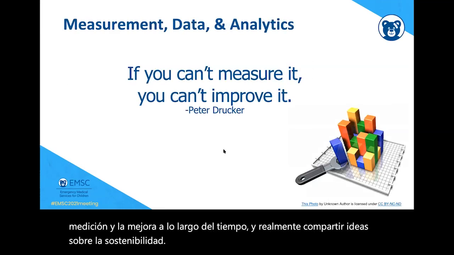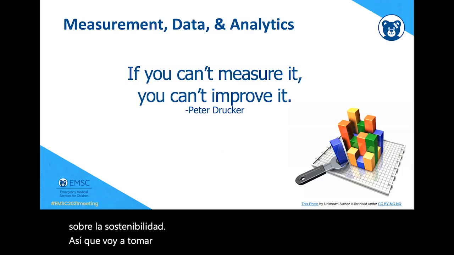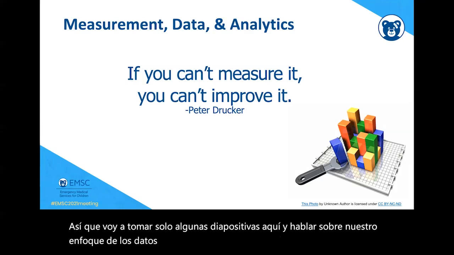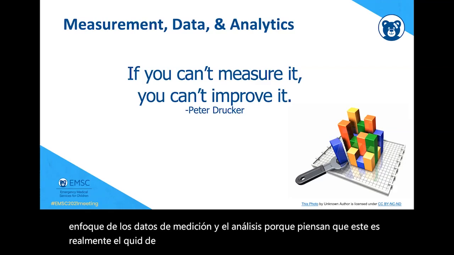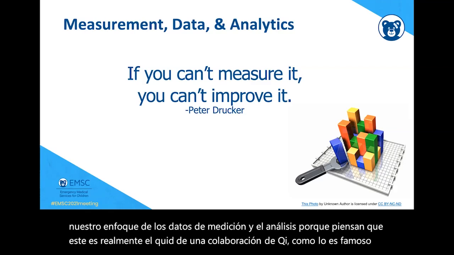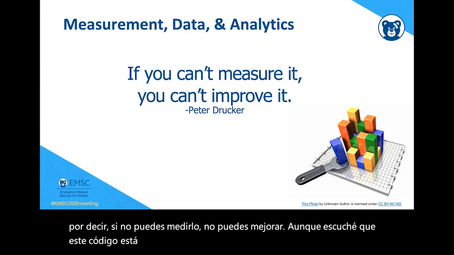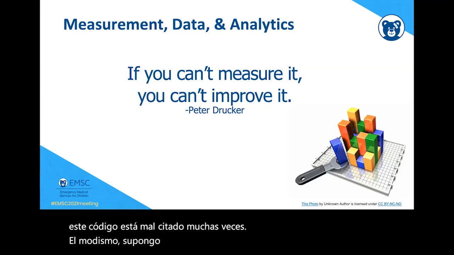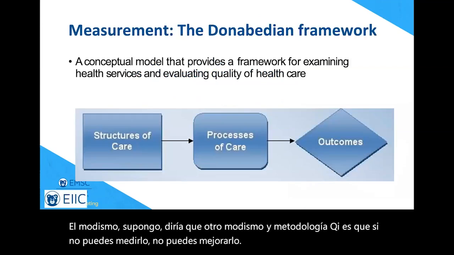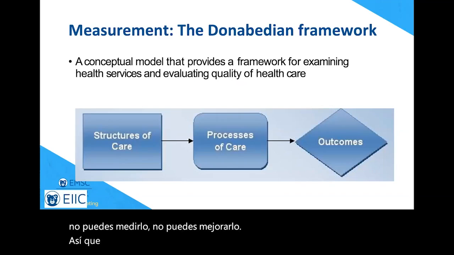So I'm going to take just a few slides here to talk about our approach to measurement, data, and analytics, because I think this is really the crux of a QI collaborative. As Peter Drucker is famous for saying, if you can't measure it, you can't improve it. Although I heard that this quote is misquoted many times. So another idiom in QI methodology is, if you can't measure it, you can't improve it. So we use the Donabedian framework for measurement.